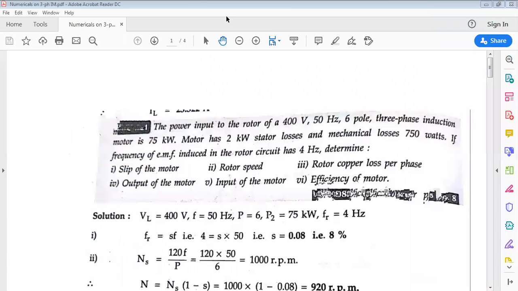Can you all see the PDF? Can you hear me? Anyone reply? Okay, everyone, can you hear me?